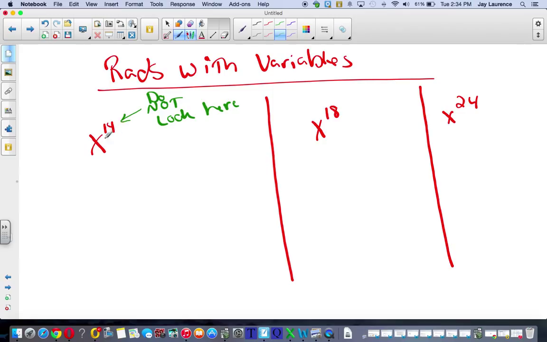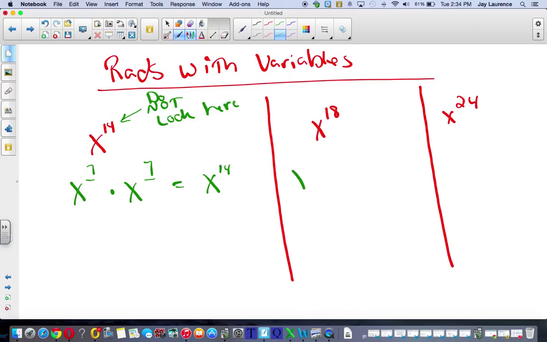It doesn't matter whether 14 is a perfect square. What you've got to ask yourself is, is there a number, x to a certain power, times itself, x to that same power, that equals x to the 14th? And that would be 7 and 7. So you see, x to the 14th is a perfect square. Okay? Is x to the 18th a perfect square?